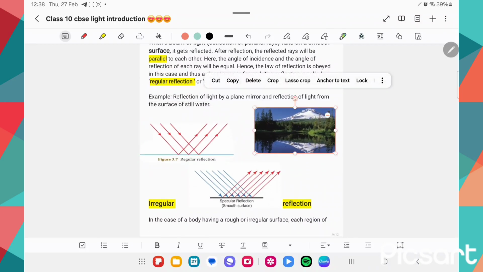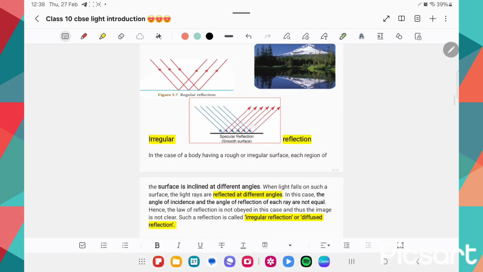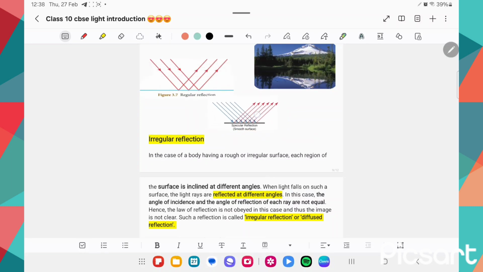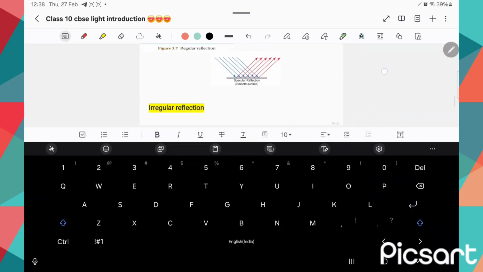So for getting a clear reflection, the incident as well as the reflected light should be in what? Parallel. Should always be parallel. Then only we'll get a clear image. Regarding irregular reflection, the lights will not be parallel.